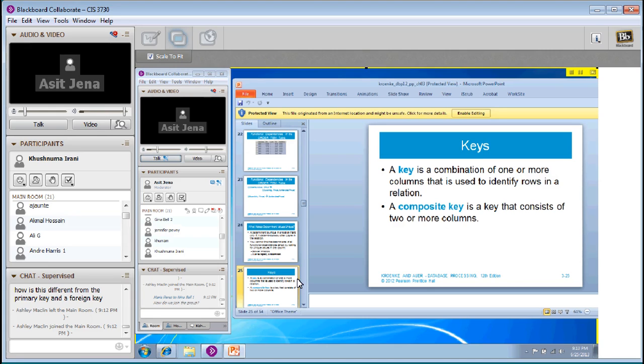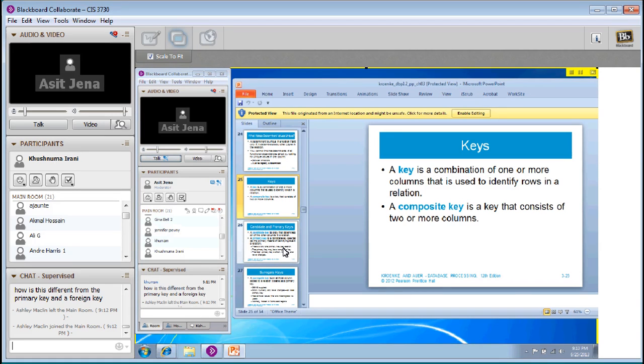A composite key is a key that consists of two or more columns. Somebody asked a question: how is it different from a primary key or a foreign key? We're going to talk about that later. A composite key is a key that consists of more than one column. So if there is more than one column that identifies every other column, then it's called a composite key.